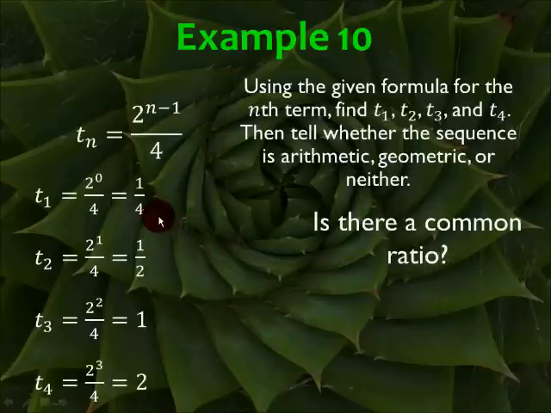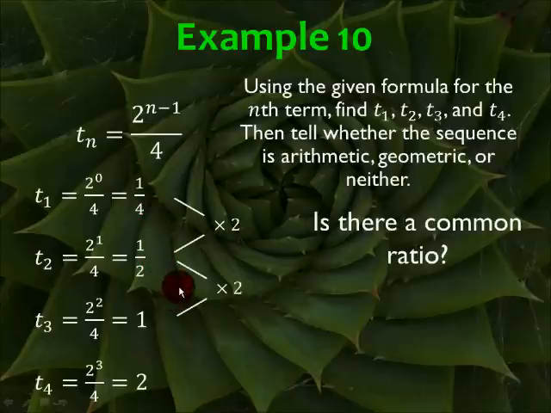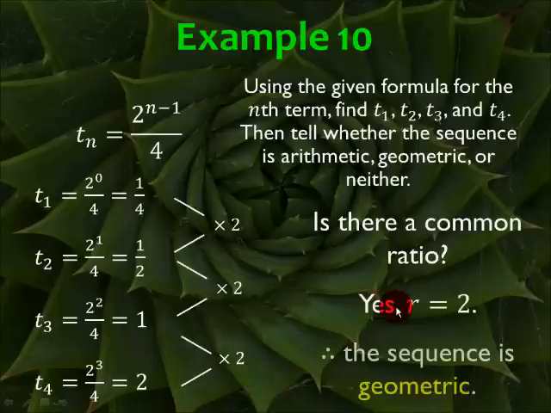To go from 1/4 to 1/2, well, we multiply it by 2. To go from 1/2 to 1, again, we have to multiply by 2. And again, to find the ratio, you take this term divided by the previous term. So the next ratio is also times 2. So we do have a geometric sequence with a ratio of 2. So you should be able to identify these very quickly by the end of 11-1. This is something you're going to have to be able to do on your own very, very quickly.